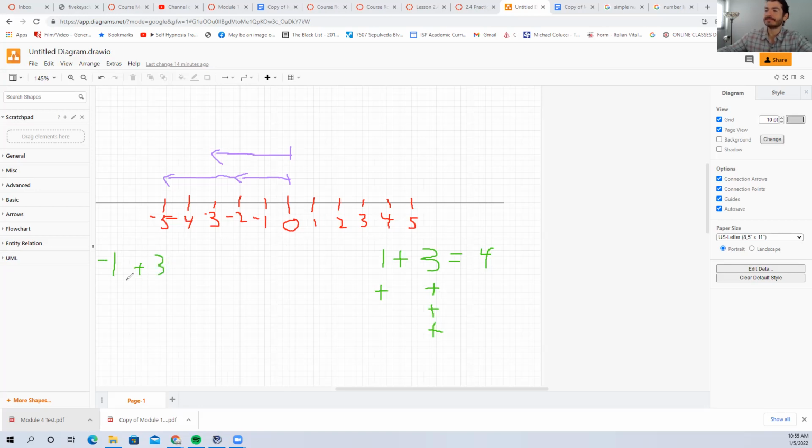How about if I have a -1 though, plus a +3? Well, in this case, I have 1 negative charge and I have 3 positive charges. Well, the negative charge and the positive charge are going to cancel each other out. They're going to go to 0. So what am I left with? 2 positive charges.